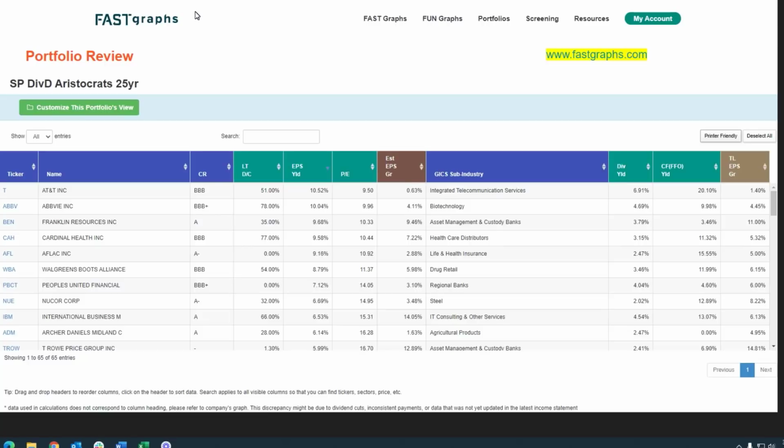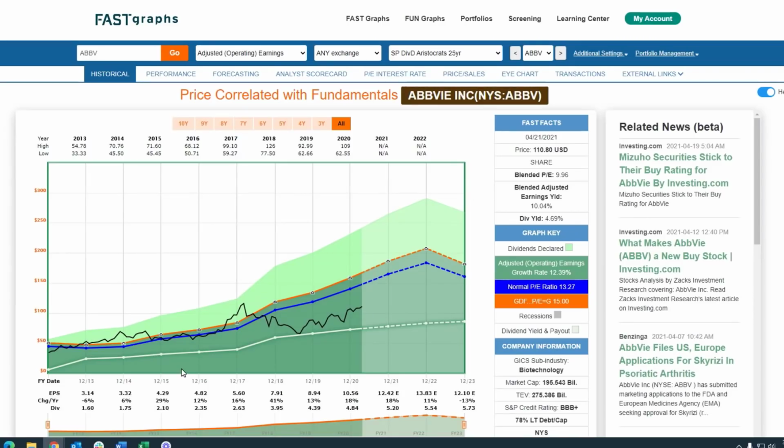Now, AbbVie is one that would get my attention because I'd be looking for a low valuation, but I'd also be looking for a stock that had potential to give me some good returns going forward. Okay, so I'd look at a good dividend yield, et cetera. But once I found a stock that had the right earnings yield, in the case of AbbVie, I've got over 10% earnings yield, then my step would be to go ahead and click on the name in FastGraphs and then start looking at the company.